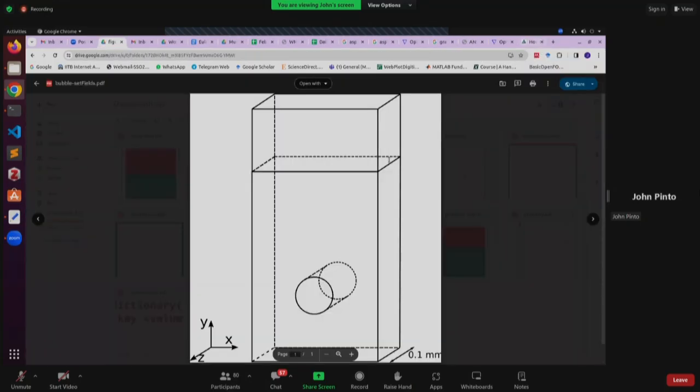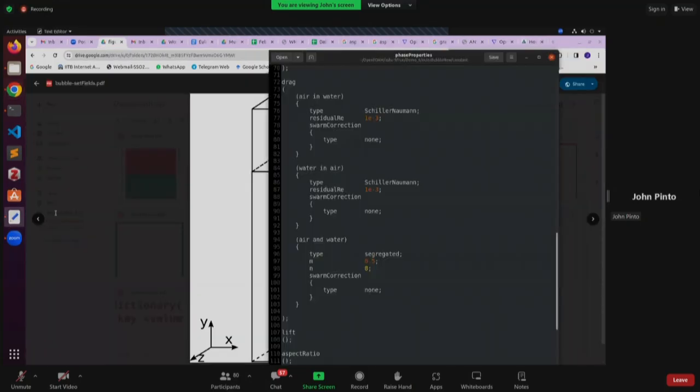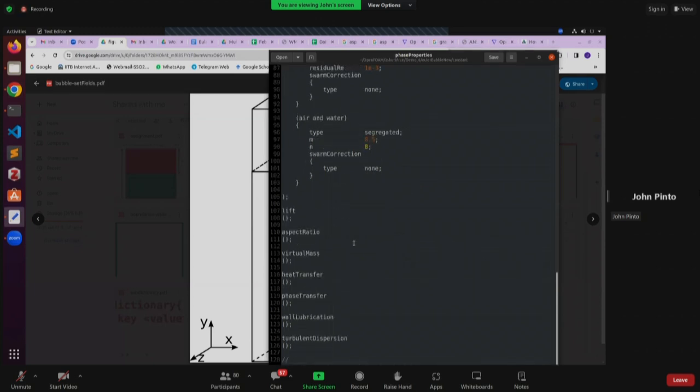Okay. So that is done. In this case, we are not modeling lift. The aspect ratio we are considering to be default, that is 1. We are also not modeling virtual mass, heat transfer, phase transfer, wall lubrication. So what are all these things?